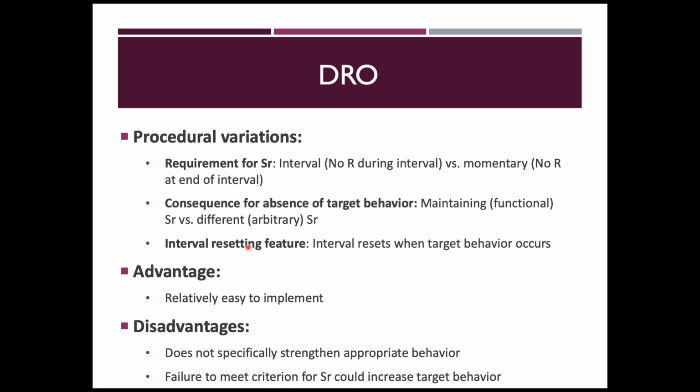Now, of course, initially we want to set those DRO intervals to be very dense, meaning there's going to be a high density of reinforcement delivered for the absence of problem behavior. However, that gets unwieldy, or it's difficult to manage that. So we want to make sure we can thin the schedule of reinforcement. We'll talk about that a little bit later. So the advantage of a DRO is it is relatively easy to implement. The disadvantage is it doesn't specifically strengthen appropriate behavior, and failure to meet reinforcement could actually increase the target behavior over time.